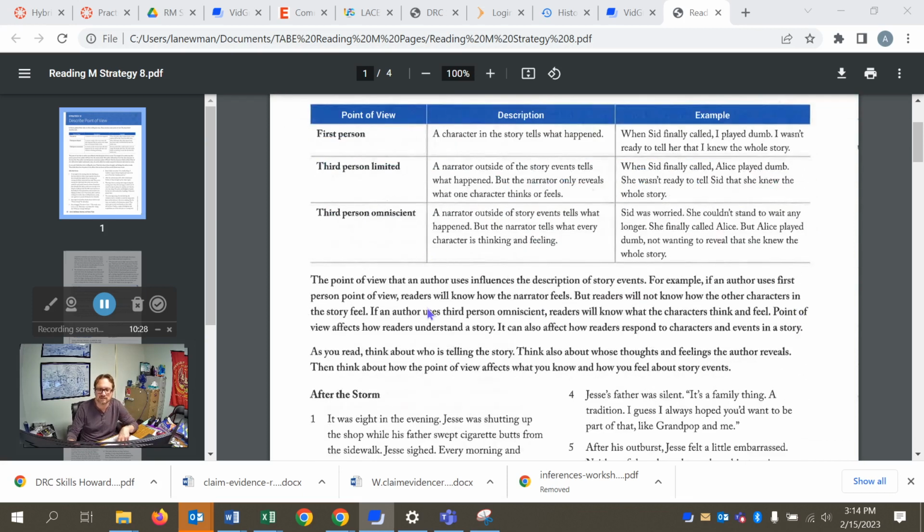Okay, I'll read this and it'll be time for you to do a little bit of work with this. The point of view that an author uses influences the description of story events. For example, if an author uses first-person point of view, readers will know how the narrator feels, but readers will not know how the other characters in the story feel. If an author uses third-person omniscient, readers will know what the characters think and feel. Point of view affects how readers understand a story. It can also affect how readers respond to characters and events in a story.